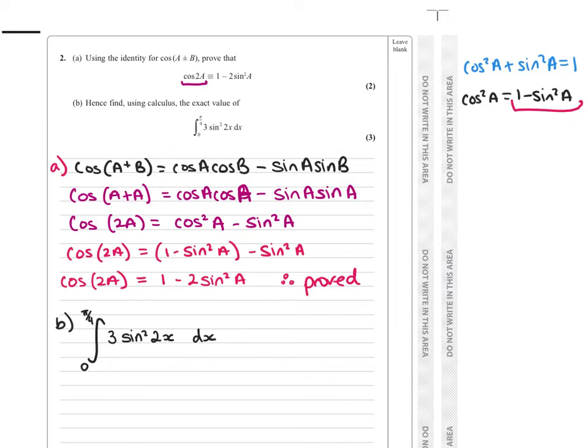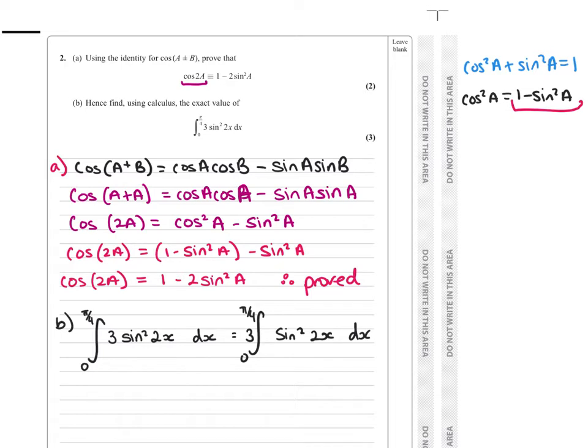So, first of all, we can take out a factor of 3. So we can have the integral of pi over 4 and 0, and if we take out a factor of 3 on the outside, we just have sine squared of 2x with respect to x. Now, where else have we seen a sine squared in the question earlier? We've seen it here. So we're going to rearrange this.